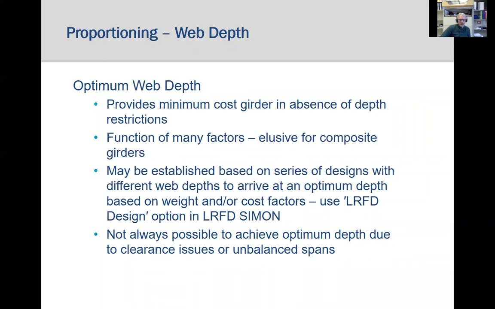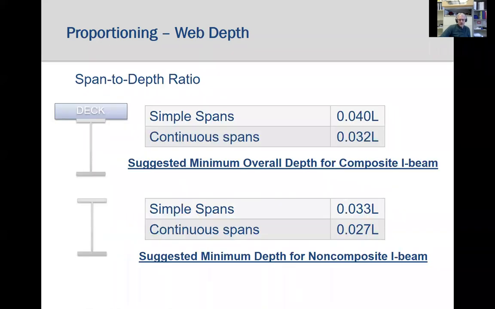The iterative design option in SIMON can be used to help establish an optimum depth by allowing the engineer to quickly develop a series of designs at different web depths to arrive at an optimum depth based on the user input weight and/or cost factors that were described previously. The suggested minimum depths given in the LRFD specification, which are based on traditional span to depth ratios, should be met or exceeded where practical.